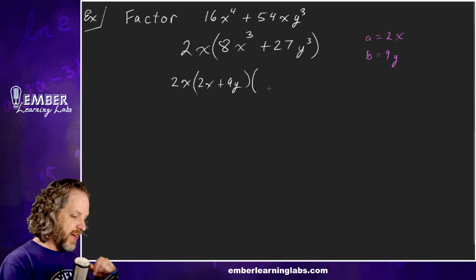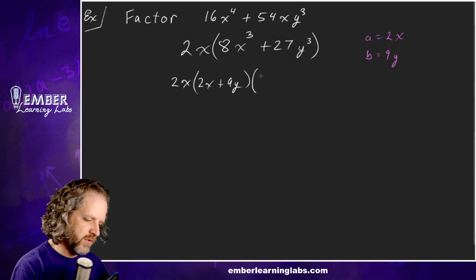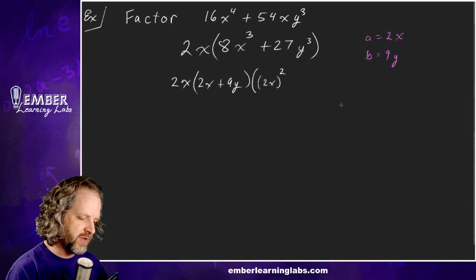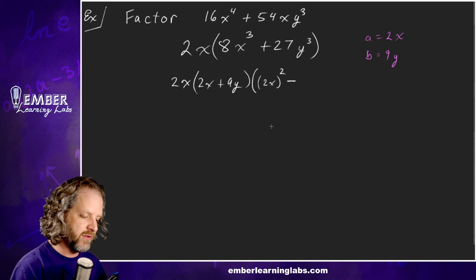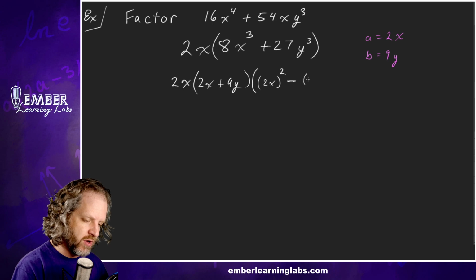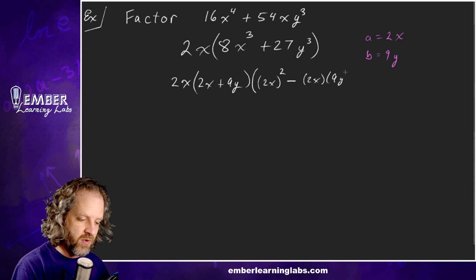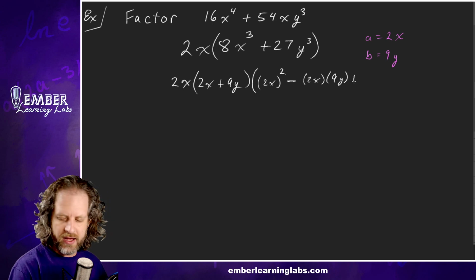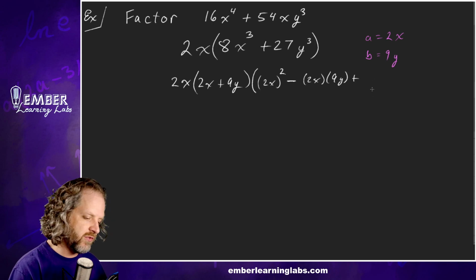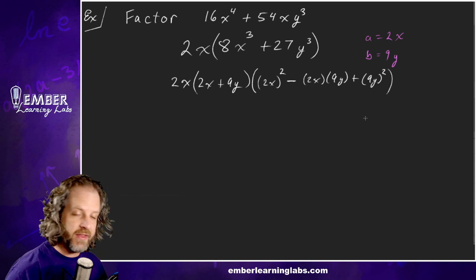And then it is a squared. Excuse me. So I'll put 2x and then squared. We'll do it in a couple steps. And then minus, plus minus, ab, right? So 2x times 9y plus b squared. So 9y squared. We've got to clean up anything that we can clean up.